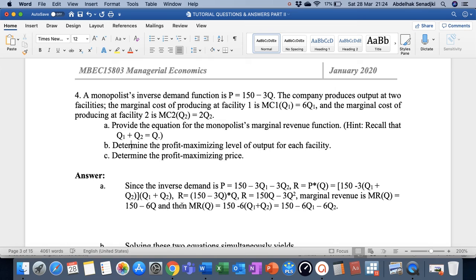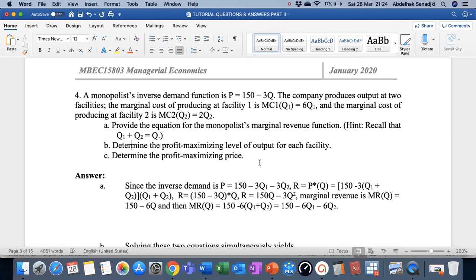Therefore, MR equals 150 minus 6Q. Q is what? Q1 plus Q2. And it equals 150 minus 6Q1 minus 6Q2. So this is the equation for the monopolist's marginal revenue. The second part: determine the profit maximizing level of output.